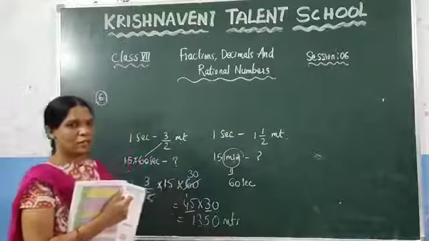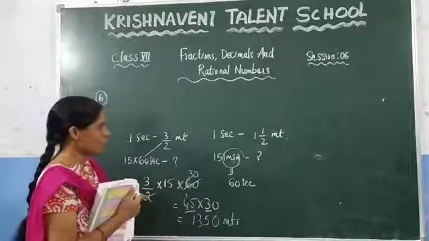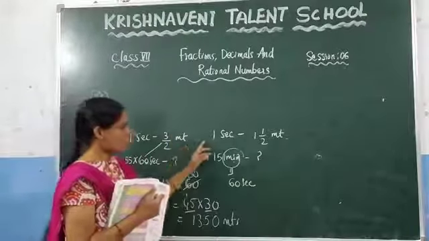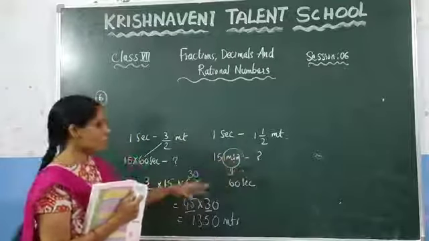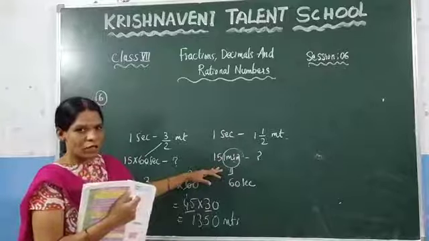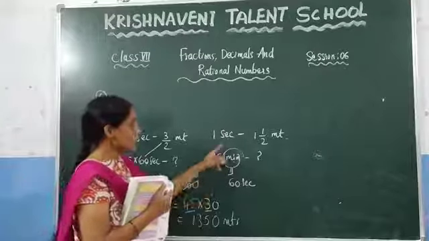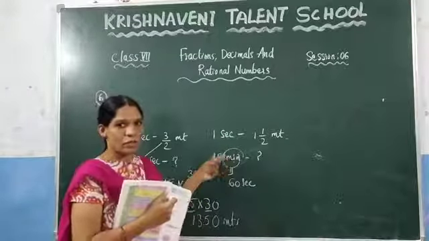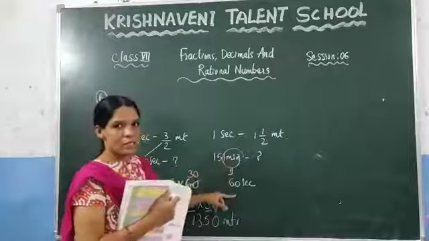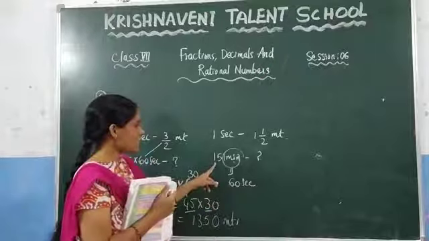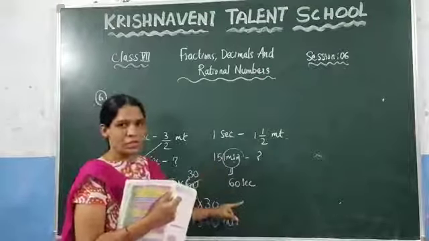This is the question they have given. Again, what they have given: Raju walks in 1 second a distance of 1.5 meters. In the question they asked, in 15 minutes how much distance did he walk? So here, since the units are not the same, first you need to convert the units. You know that 1 minute is nothing but 60 seconds. So you can write 15 minutes as 15 into 60 seconds.